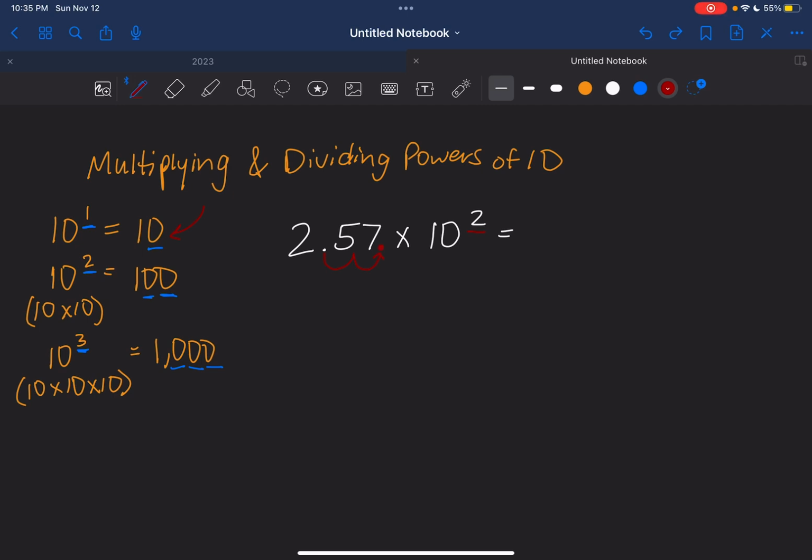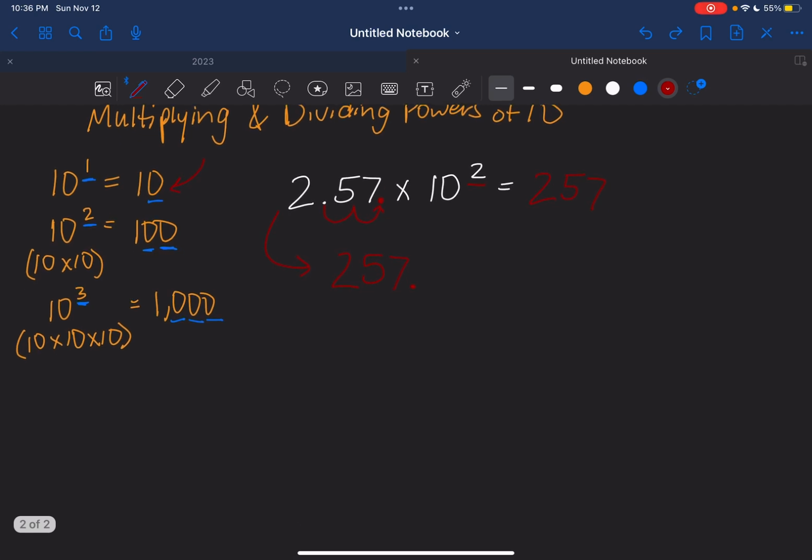And sometimes it helps to rewrite the number again so you're not getting confused. So in other words, we can just say that this new number now is 257. And you don't have to put that decimal point again at the end, but you can if you want to, if it helps keep things clear for you. So my answer is going to be 257. 2.57, or 2 and 57 hundredths times 10 to the second power equals 257. Okay, now I'm going to leave that one there, and we're going to look at a second example.